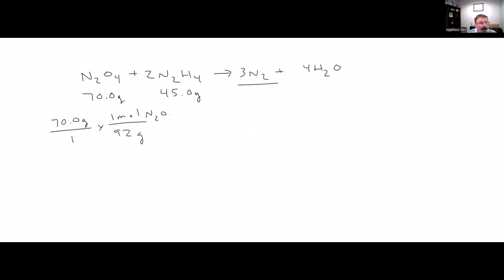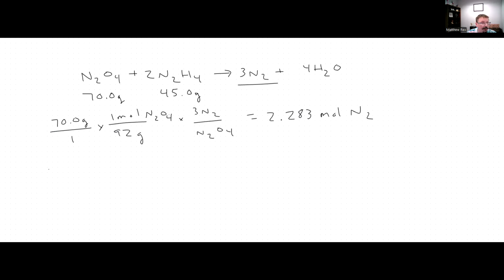And then if we multiply that by the ratio of N2 to N2O4, it'll show us how many moles of the N2 we would end up making if we used up all of this. And that is 2.283 moles of N2. We're going to do the same thing with the N2O4.